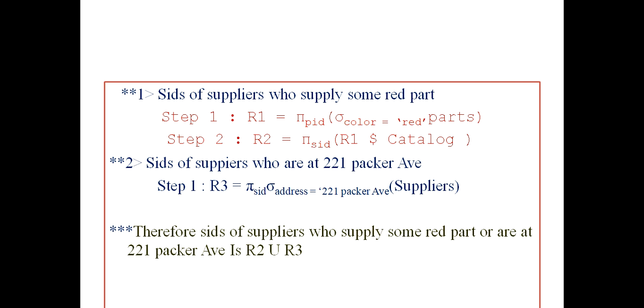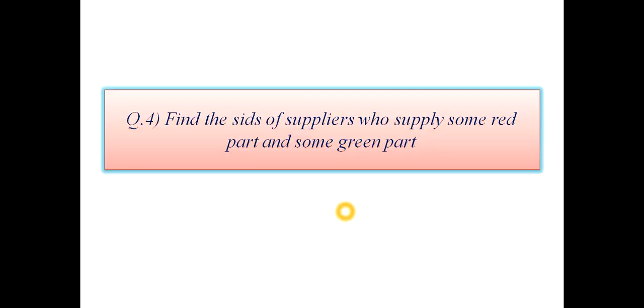Clear? I hope this is very much clear to you. Now coming to today's question: find the SIDs of the suppliers who supply some red part and some green part. I'm repeating again, find the SIDs of suppliers who supply some red part and some green part.